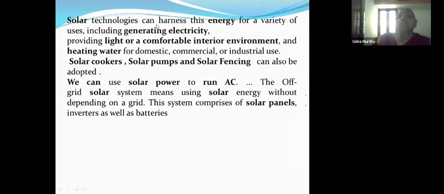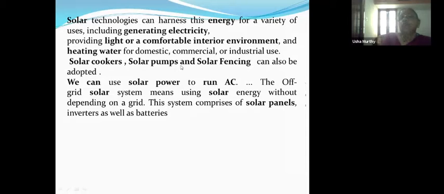Whatever the solar technology we adopt, it can harness this energy for a variety of uses, including generating electricity, providing light, a comfortable interior environment, and heating water for domestic, commercial, or industrial usage. And nowadays, even solar cookers are available. Solar pumps are also available. Solar fencing, people are adopting this even nowadays. And then we can use solar power even to run AC. So the application of solar energy is just endless.